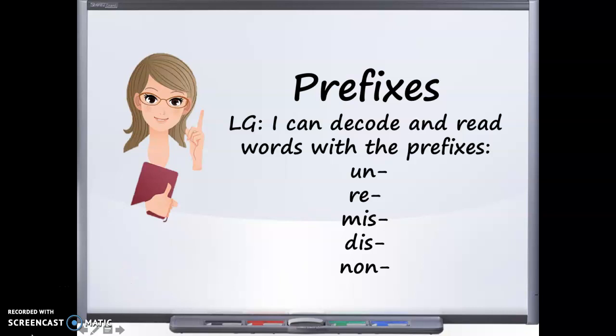Hey guys, today we are going to continue our work with prefixes. Let's revisit our learning goal for this week. Our learning goal says I can decode and read words with the following prefixes: un, re, mis, dis, and non.